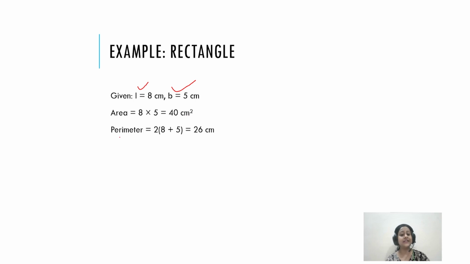In case of perimeter, the outer boundary, the formula is 2 into length plus breadth. In this case, it will be 2 into 8 plus 5, which is 26. So this is how we can calculate area and perimeter.